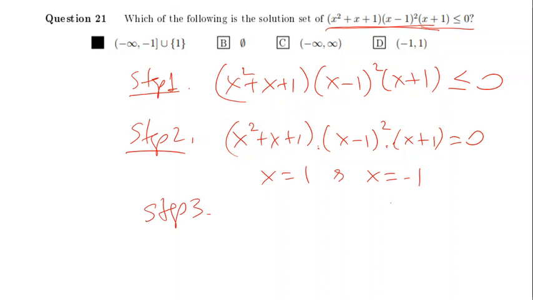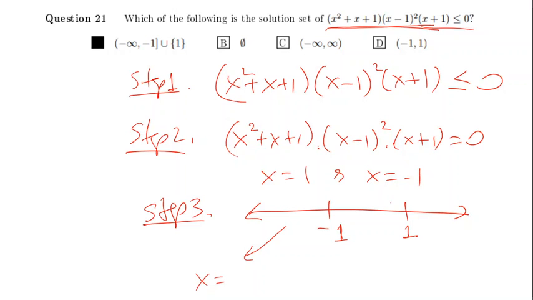Step 3, put them on the real line first, the smaller one and the bigger one. And then you take numbers here. Take x equal to, let's say, -2 here. So you will put it here.